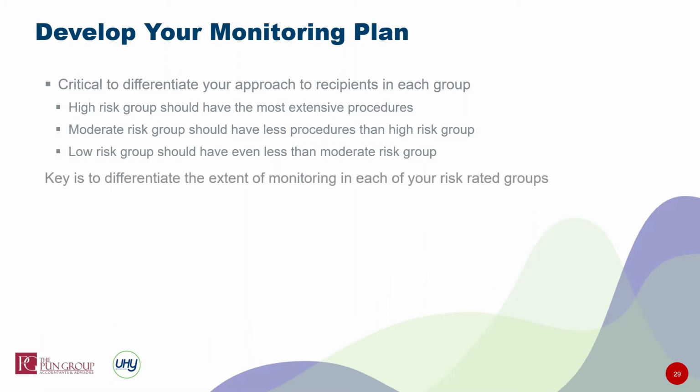So, your low risk group is probably a desk review. Your moderates are likely to have some type of rotational program within them, depending upon whether they have prior findings. And then your high risk group is ones that are so large or so significant to your program execution that you probably want to do a full monitoring of them.